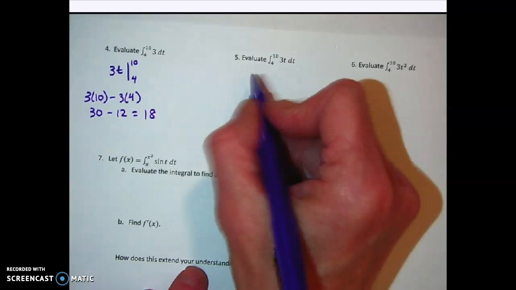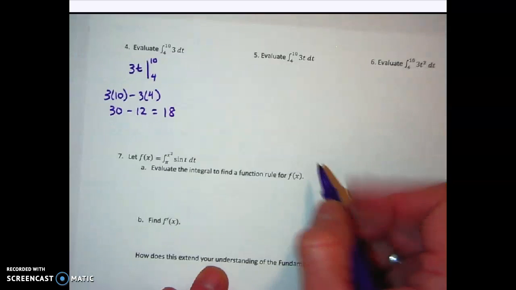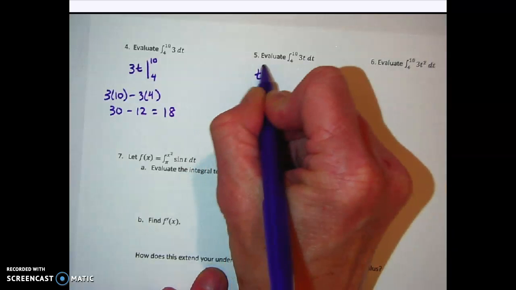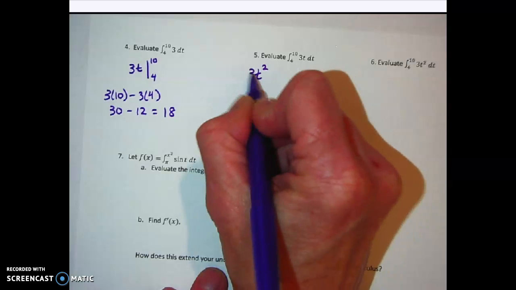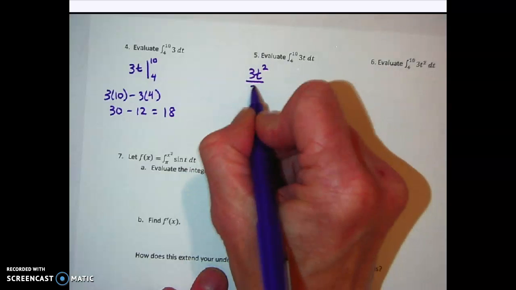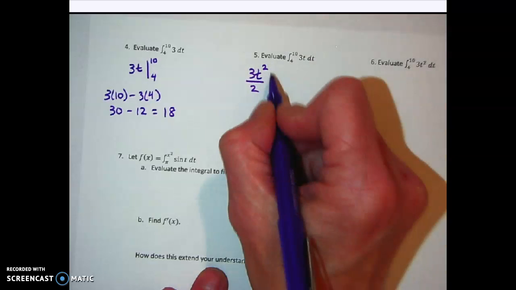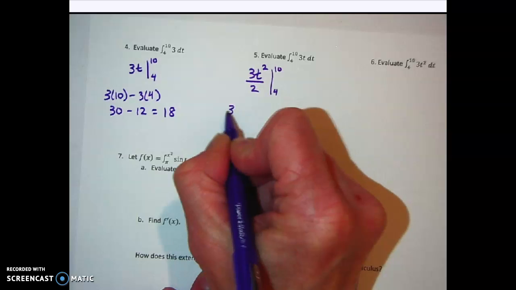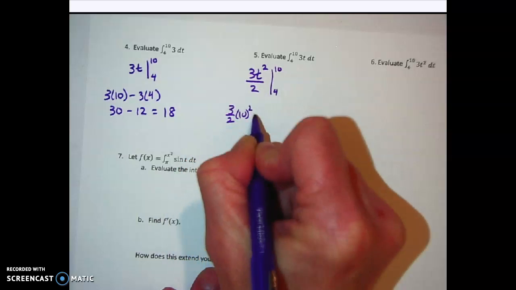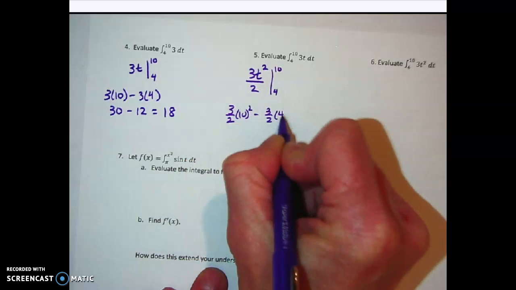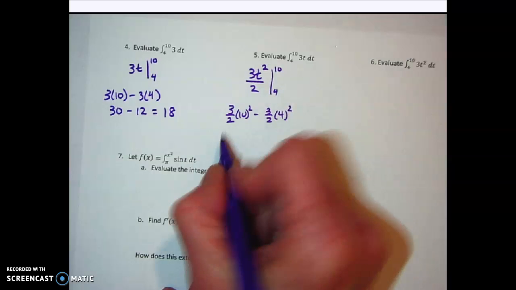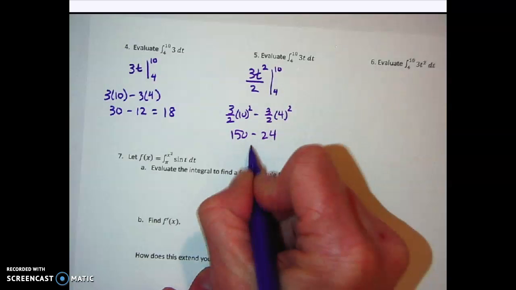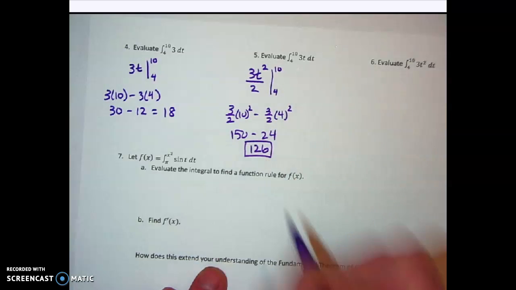Again, this one, the antiderivative of 3t is going to be add 1 to the exponent, so I have t squared and then divide by that, so I have 3t squared over 2, or 3/2 t squared, and again I'm going from 4 to 10. So 3/2 times 10 squared minus 3/2 times 4 squared gives me 150 minus 24, which is 126.